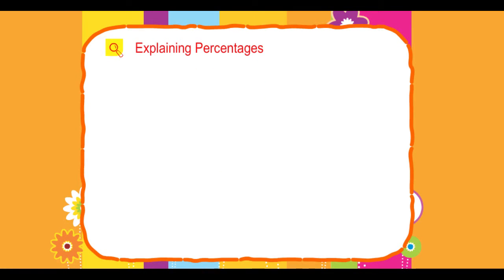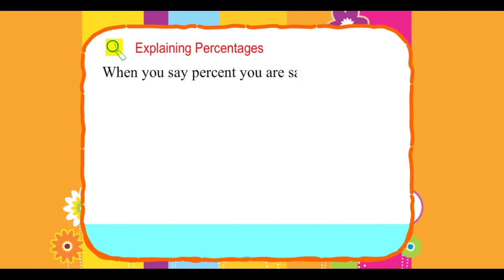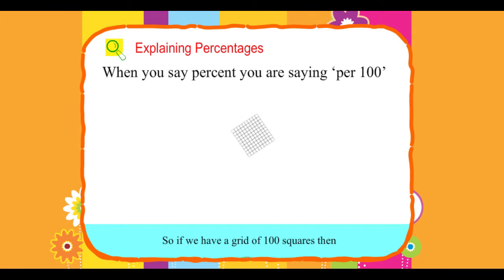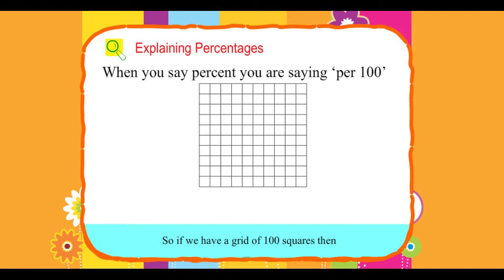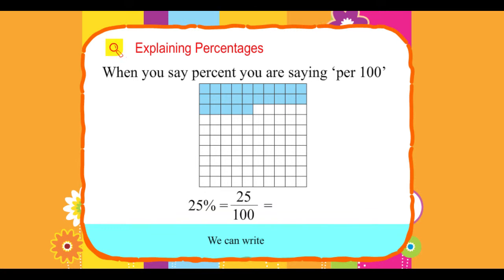Explaining percentages. When you say percent, you are saying per 100. So, if we have a grid of 100 squares, then 25% will mean 25 out of 100. We can write 25% equals 25 upon 100 equals 1 upon 4.